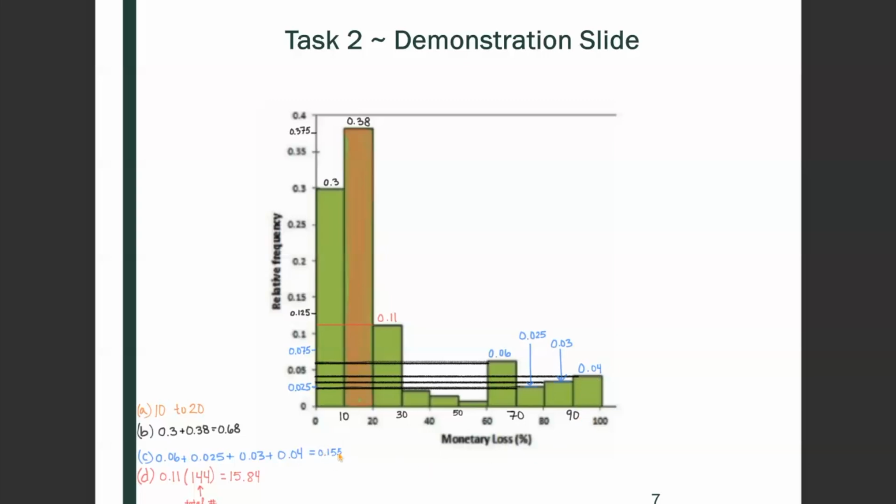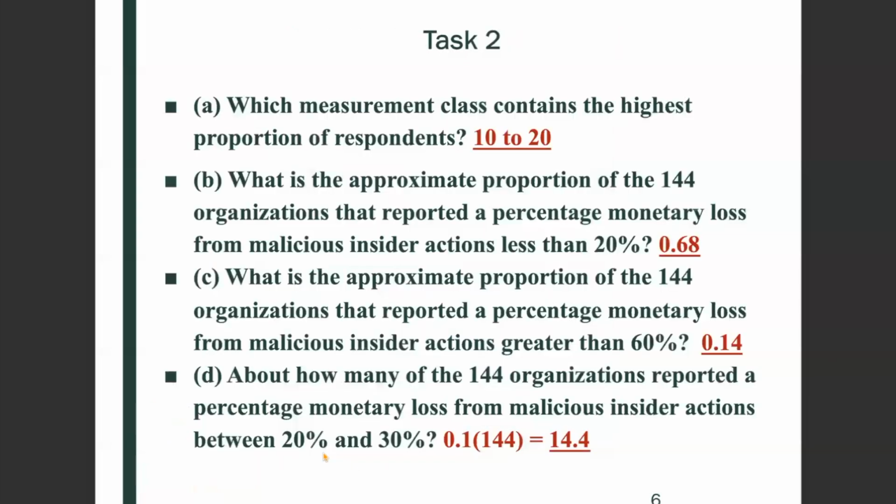So if you add those together, I got around 0.155, but this is just an approximation, an estimate. The professor got 0.14, but it's in that ballpark. About how many of the 144 organizations reported a percentage monetary loss from malicious insider actions between 20% and 30%?